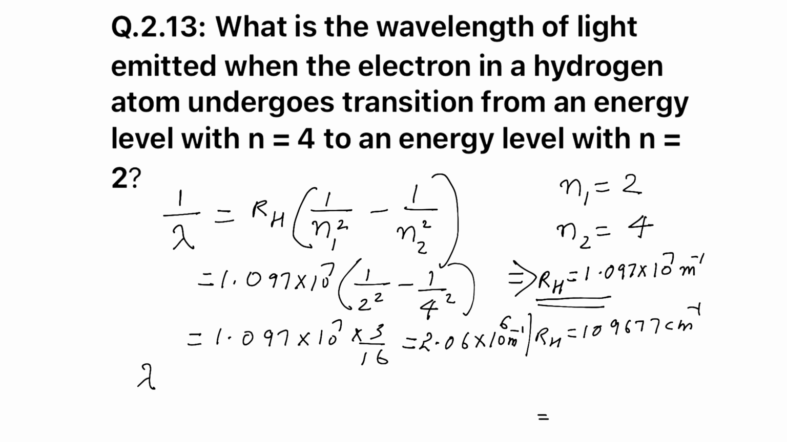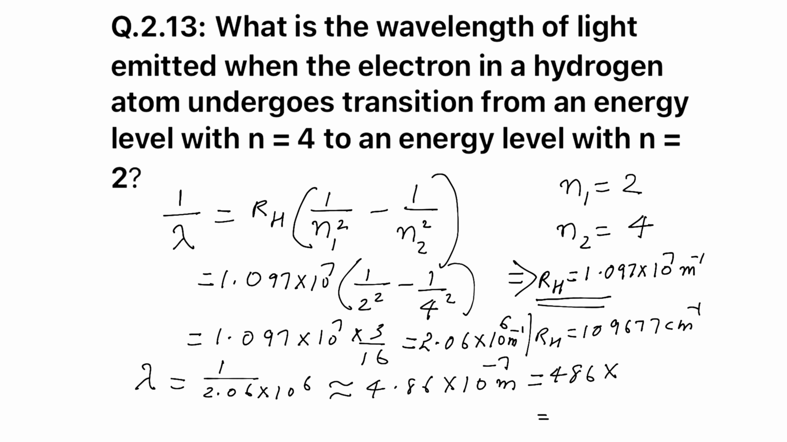Then lambda, taking the reciprocal of that, means 1 by 2.06 into 10 raised to 6. You are almost getting 4.86 into 10 raised to minus 7 meter. Now if you want to represent this in nanometers, write it like this: 486 into 10 raised to minus 9 meter.